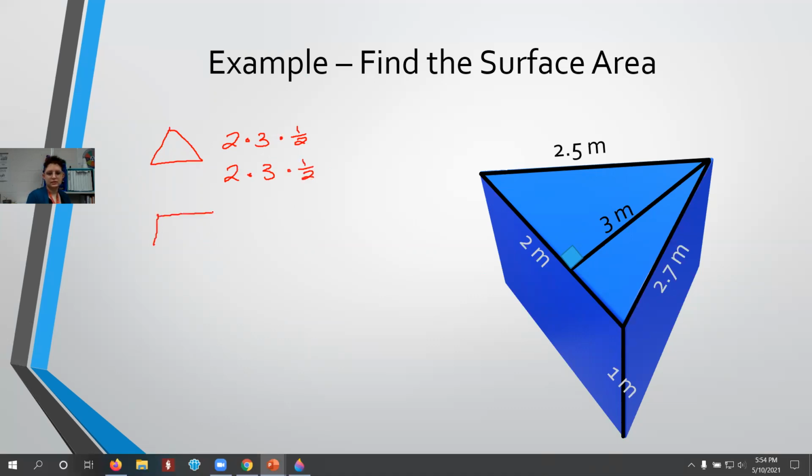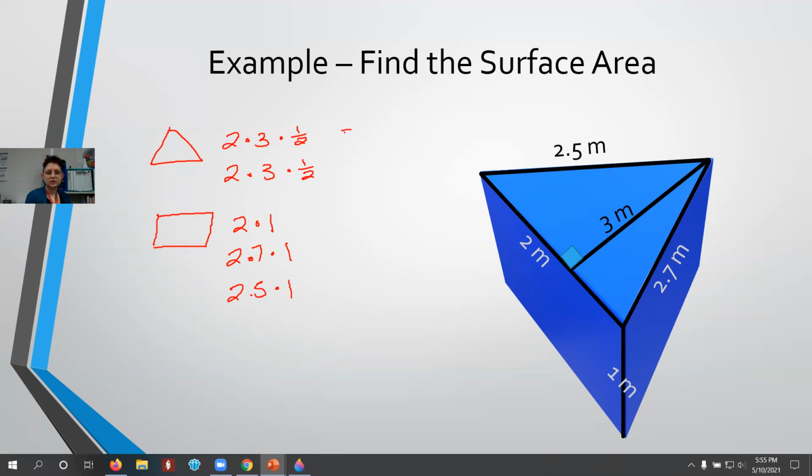Now I'm going to look at my rectangles, and you can see I'm starting to do a bit of shorthand as I get more familiar. So I have this front-facing rectangle right here. That is 2 by 1. Let's just erase that because that got a little crazy on us. But you can still see it's 2 by 1. I'm going to list that 2 times 1. I have this side-facing rectangle, the one that kind of faces to the right, and that's 2.7 times 1. And finally, the back-facing rectangle that we can't see is 2.5 times 1.